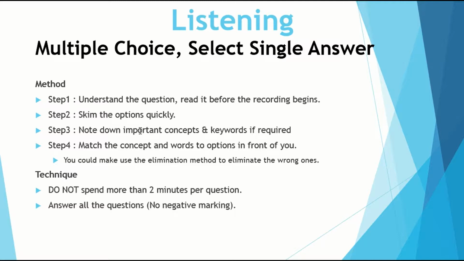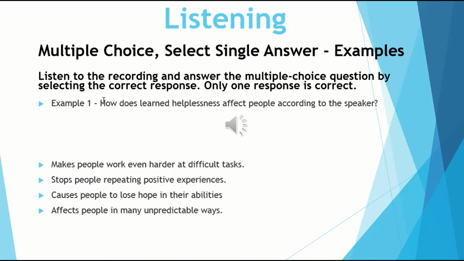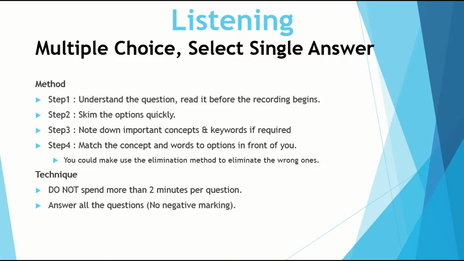Now, the very first step of your method is that you understand the question. What are you looking for? So the question prompt here is, how does learned helplessness affect people according to the speaker? So now that you understood the question, you'll have to skim the options pretty quickly. Now, all this needs to be done even before the recording starts. So it's really important that you understand the question prompt. It's all right even if you're skimming the options while the recording is playing, if you're able to multitask.